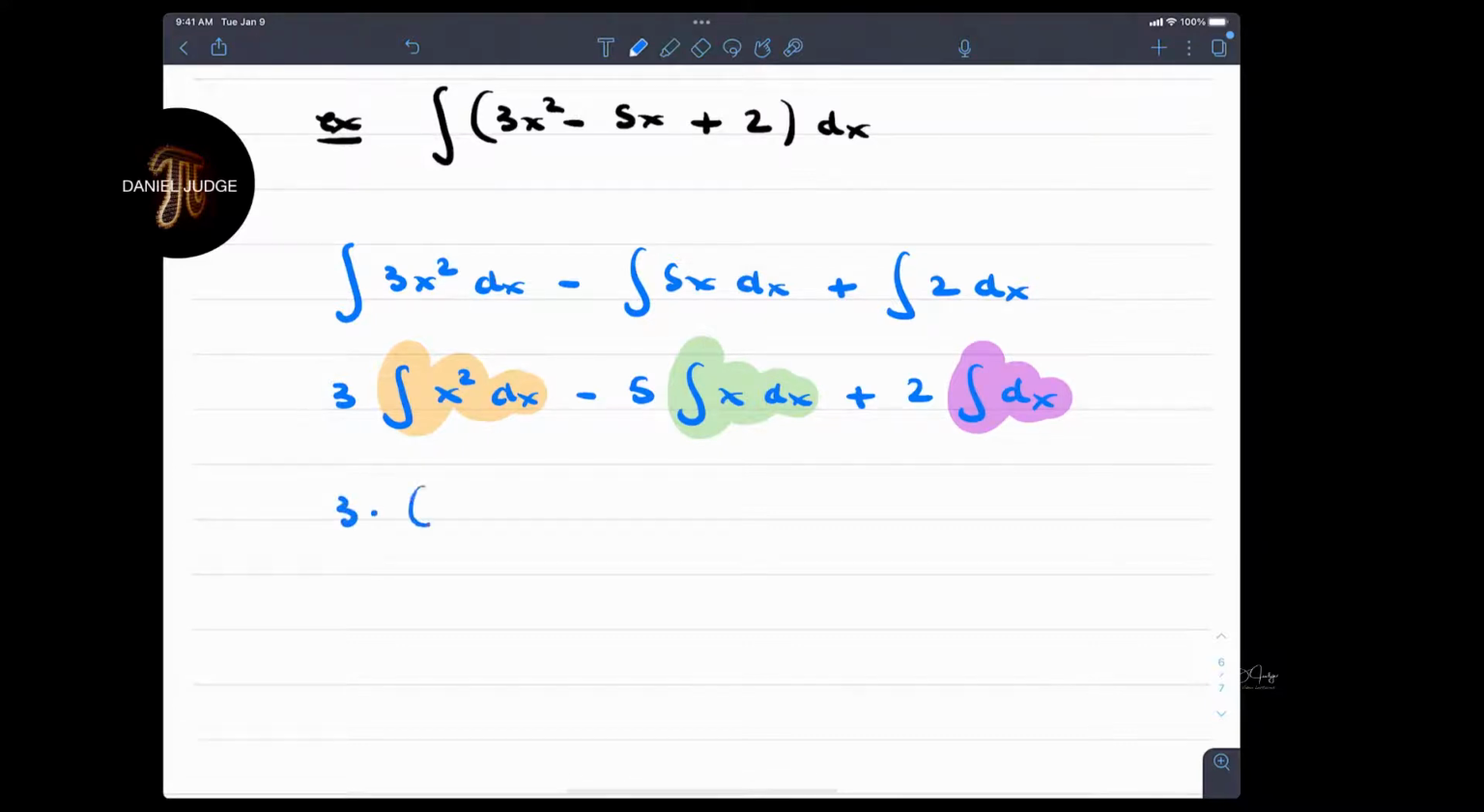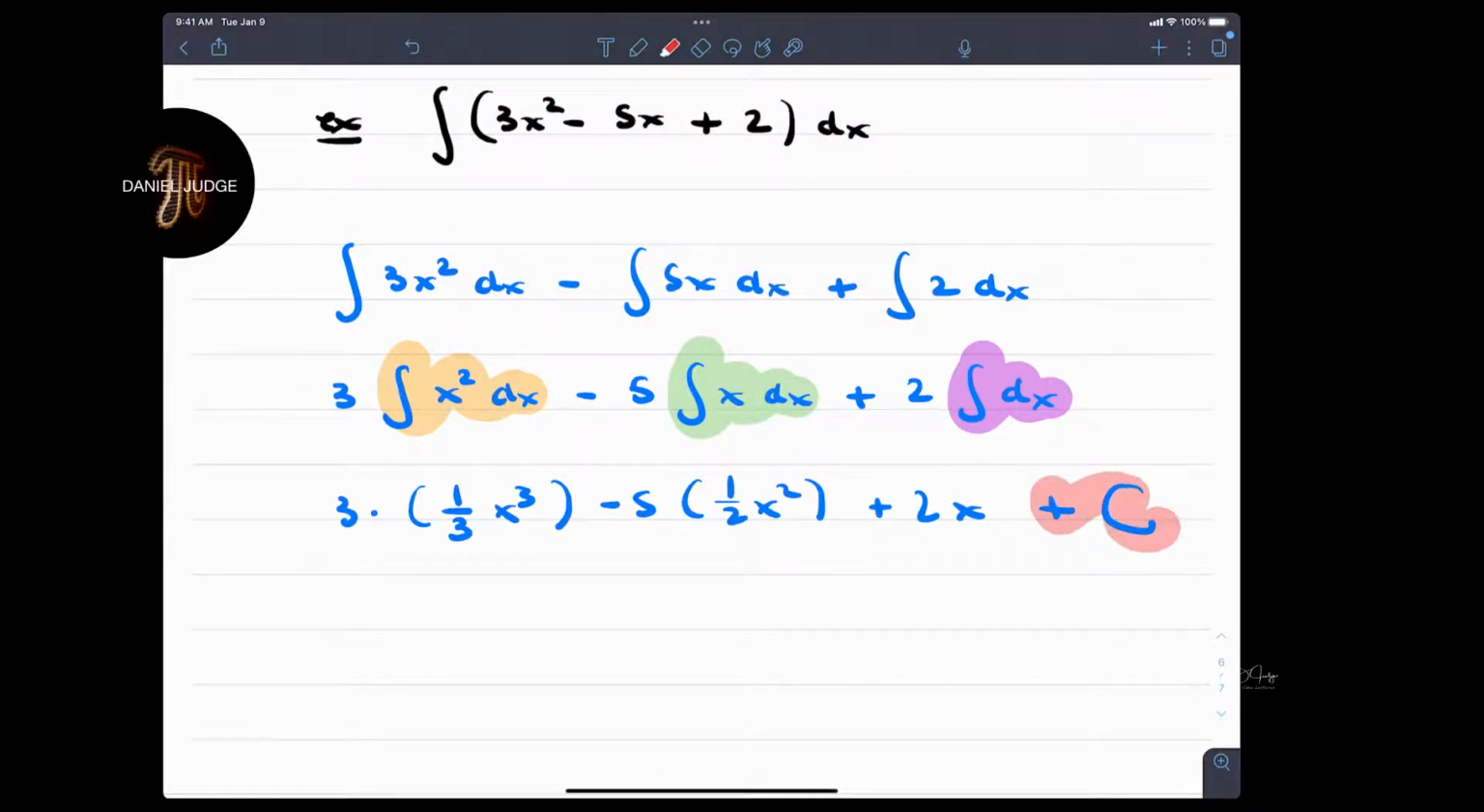3 times 1/3 x cubed. That's the first one. You don't have to put your constant. You don't have to be stuck with the algebra of constants. So you get 1/2 x squared now. Plus 2. This will be the x. Just put the constant at the very end here, ladies and gentlemen. So let's highlight that in red, so that you don't get stuck with the algebra of constants. Just put a plus c at the very end.